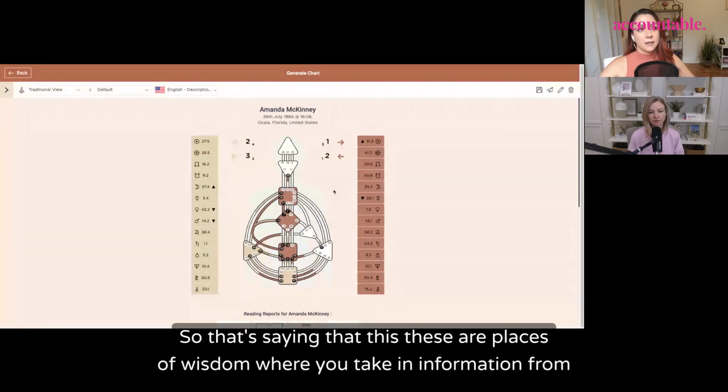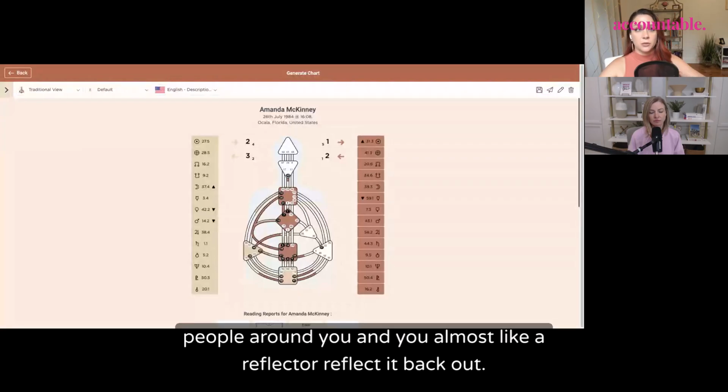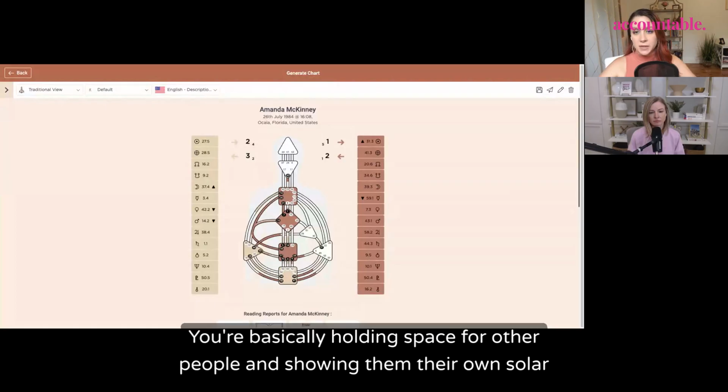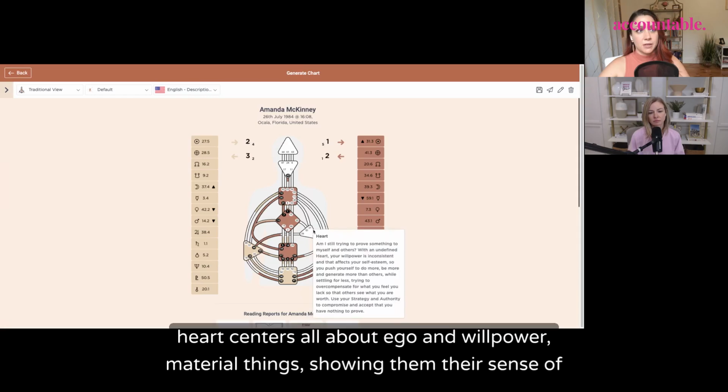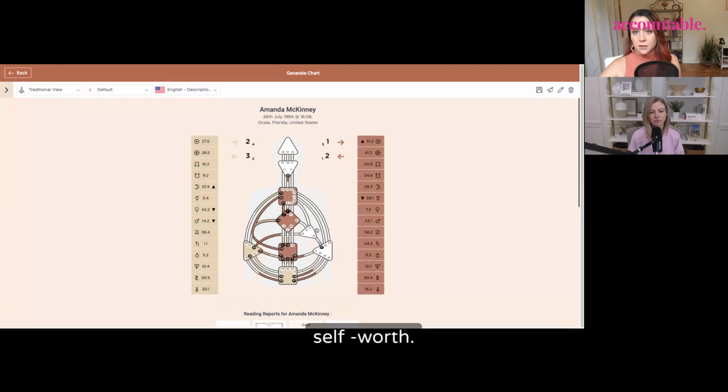So that's saying that these are places of wisdom where you take in information from people around you and, almost like a reflector, reflect it back out. You're basically holding space for other people and showing them their own. Solar plexus is about emotions, so showing them their own emotions and feelings. Heart center is all about ego and willpower, material things, showing them their sense of self-worth. Does that make sense? It does.